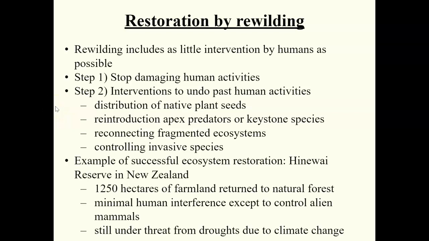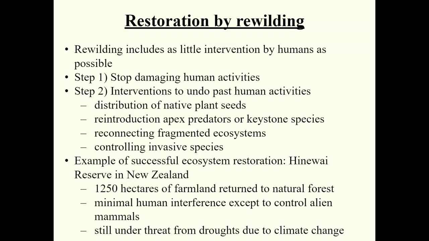that. Restoration by rewilding. This means that we are trying to restore an ecosystem back to its natural state. And so in rewilding, though, you want the ecosystem to make a comeback more naturally, so involving as little human interference as possible. It doesn't mean that there will be no interference, but the less interference, the better.